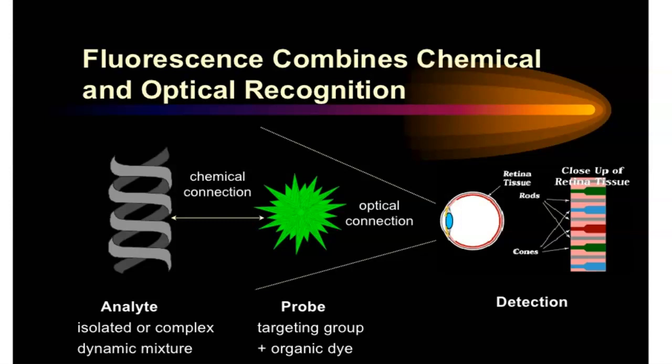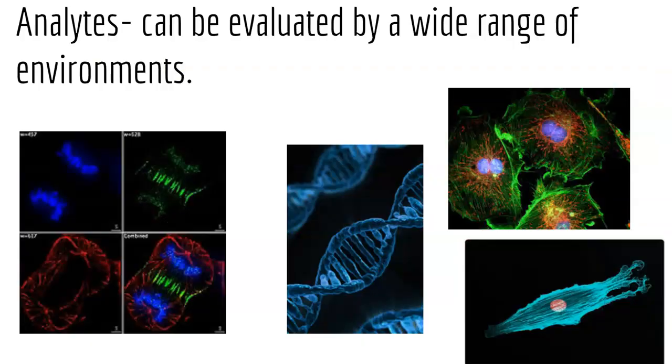It is combined with a probe, which is a targeting group that has organic dye. And then that dye is actually fluoresced. And when it is fluoresced, that's when you get the optical connection. Your eye can see those colors, or the spectroscopy can see those colors, and it takes it to a close-up of the retina tissue on the right-hand side, which shows what is happening as those different colors enter the eye. You can see them.